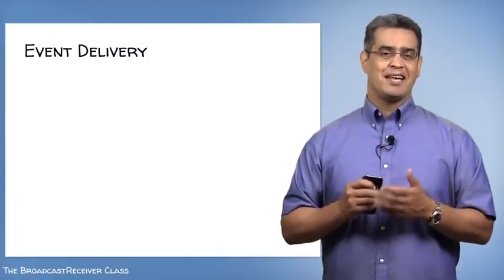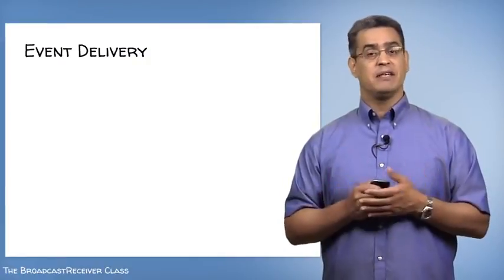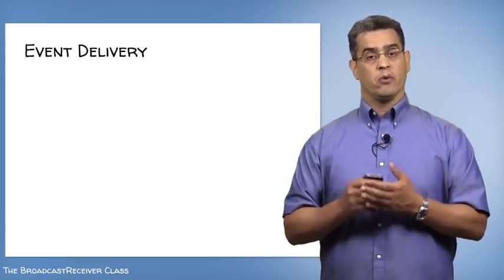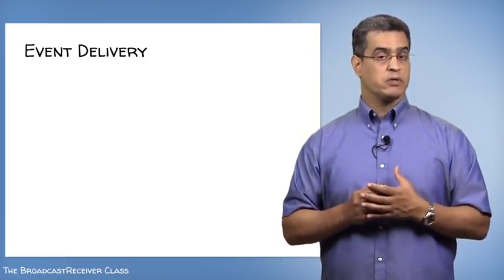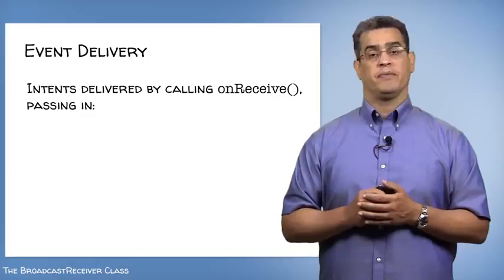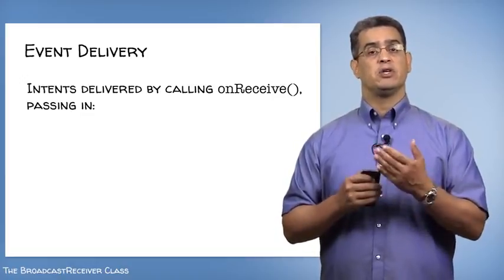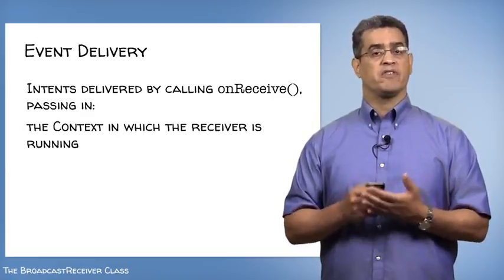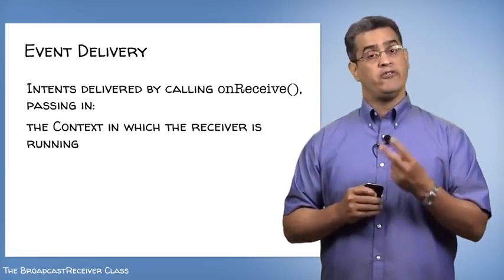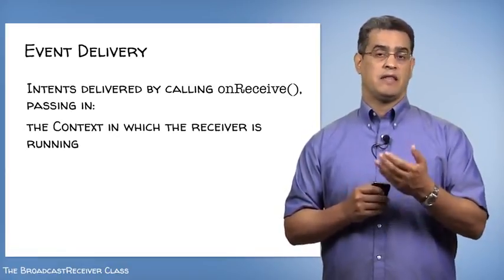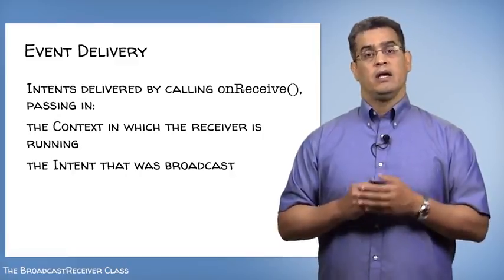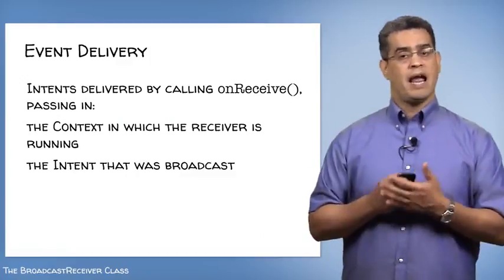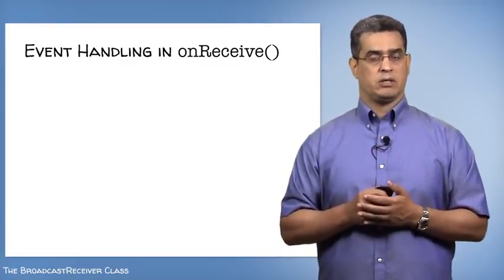Now, after an intent is broadcast, it will eventually be delivered to the appropriate broadcast receiver through a call to the broadcast receiver's onReceive method. And this method has two parameters: one, the context in which the receiver is running, and two, the intent that was broadcast. So there are some things to consider when you're writing the code that handles incoming broadcasts.